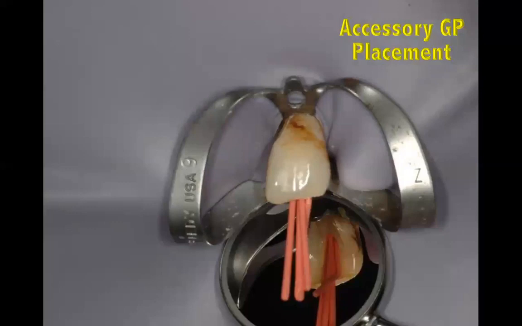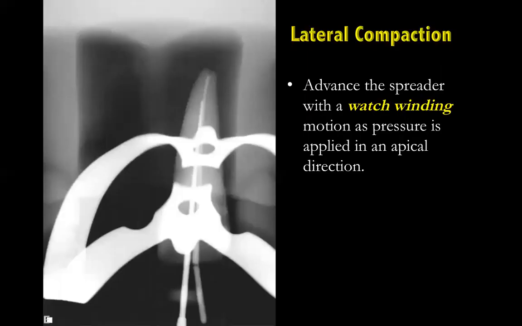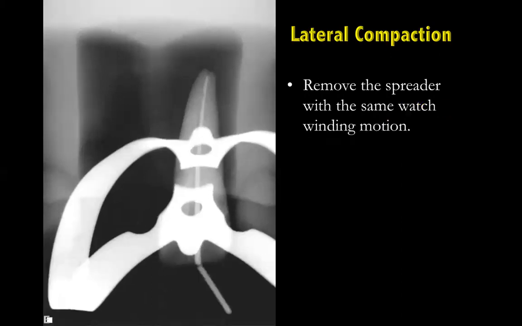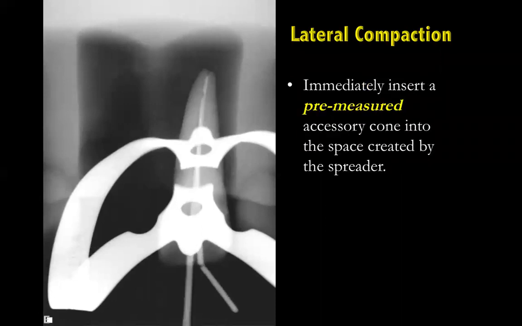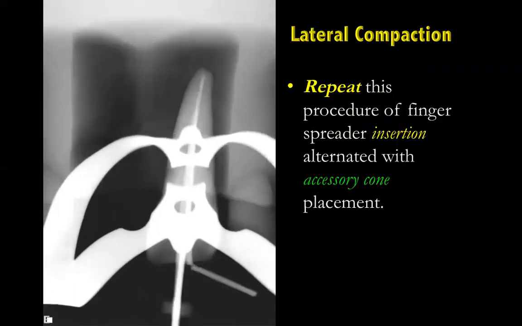So we see on the radiograph, now what do you do? We have to remove these spreaders by means of watch-winding motions, in the apical direction. We remove the spreaders with the same watch-winding motion, and we insert the accessory cones, which are pre-measured. We already have measured the accessory cones, and we insert them into the canals. The basic aim of putting accessory cones is that all the voids, if they are present, have to be removed by means of these accessory cones.